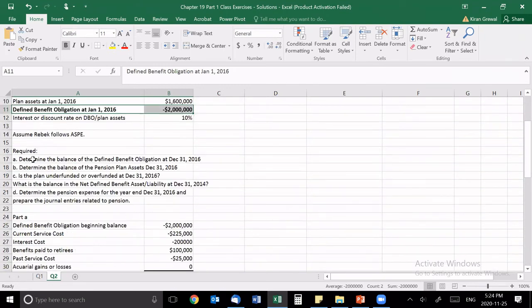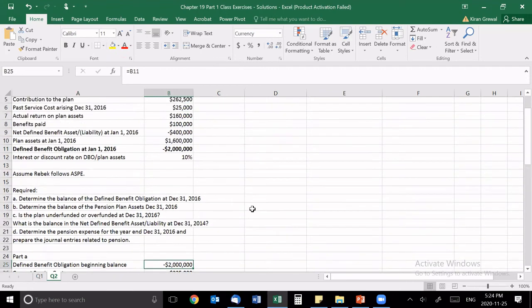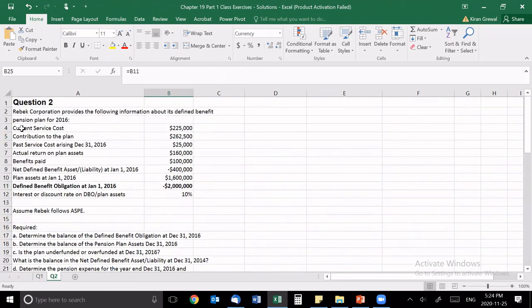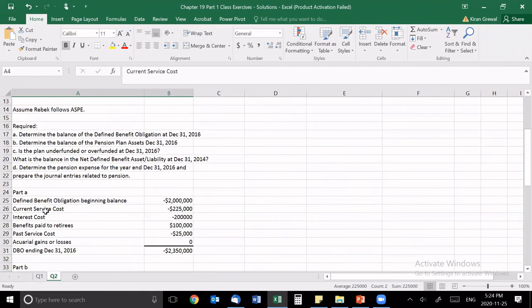So part A, determine the DBO as of December 31st. So we start with our beginning balance, our opening balance of our DBO. And then we're going to add our current service cost. So we have here current service cost of $225. Okay, so we're going to add $225 to that. I just kept the sign, but you can make this a positive and just keep adding all the other costs. It's up to you.